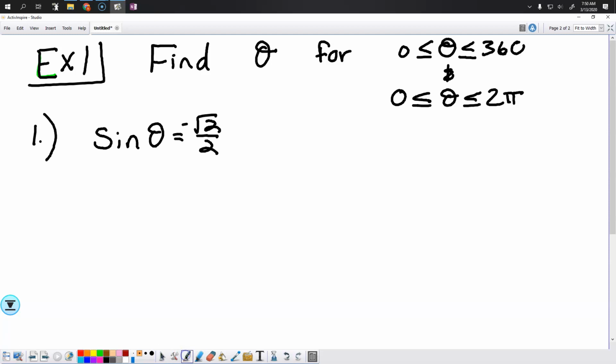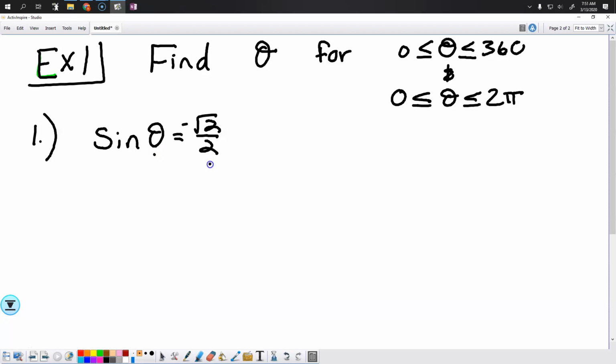Okay, so this is a trig equation where we have to solve for the angle. When I say solve a trig equation, that means we want to find out what angle is the answer, right? So in other words, sine of what angle is negative radical 2 over 2? Okay. So the first thing that you might want to keep in mind is sine is a y value, right?